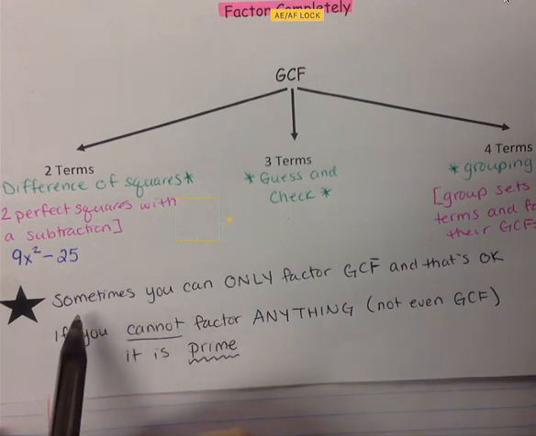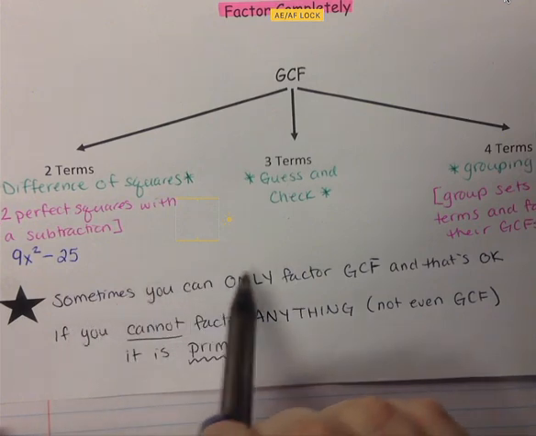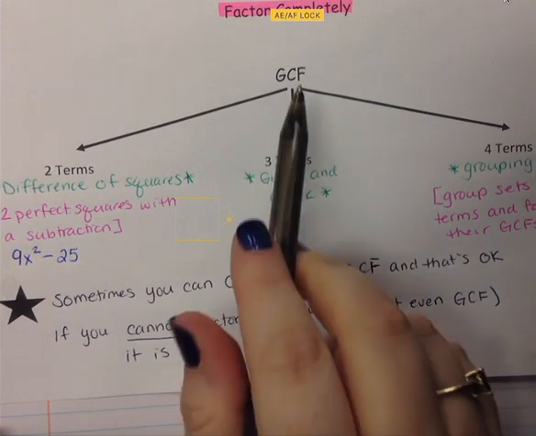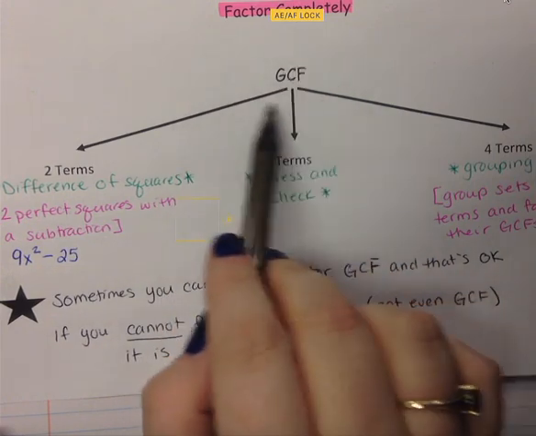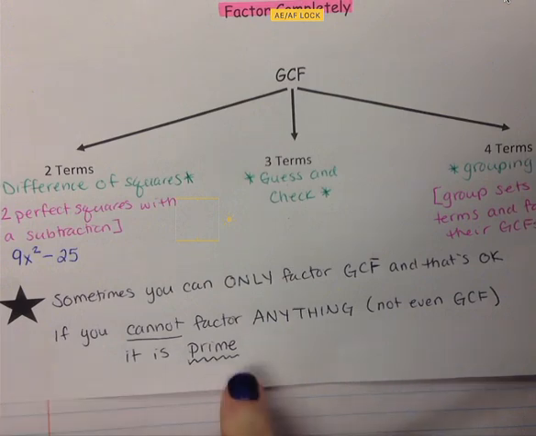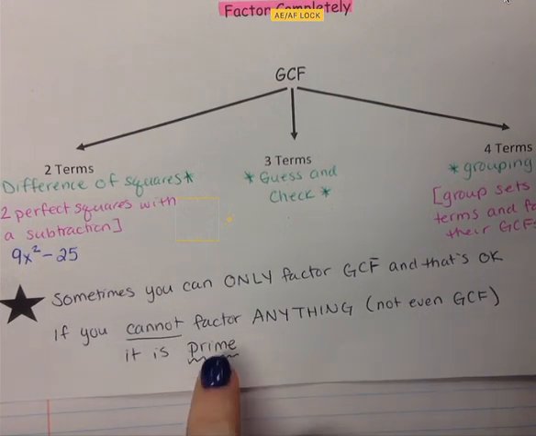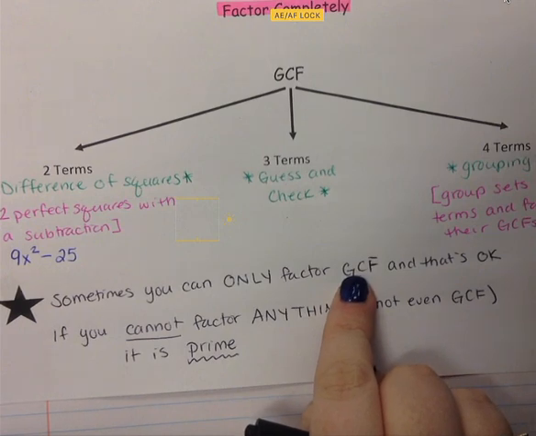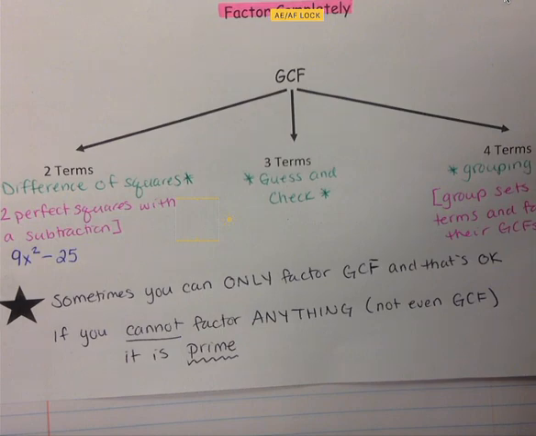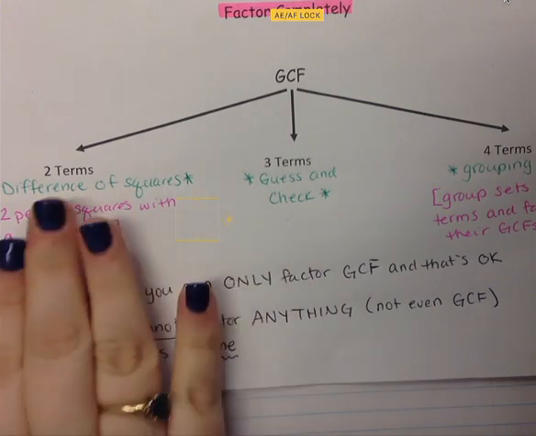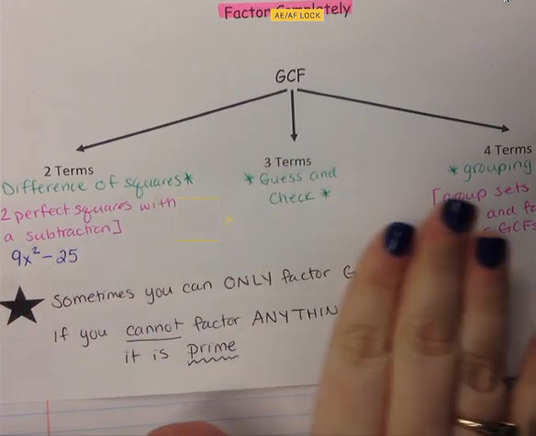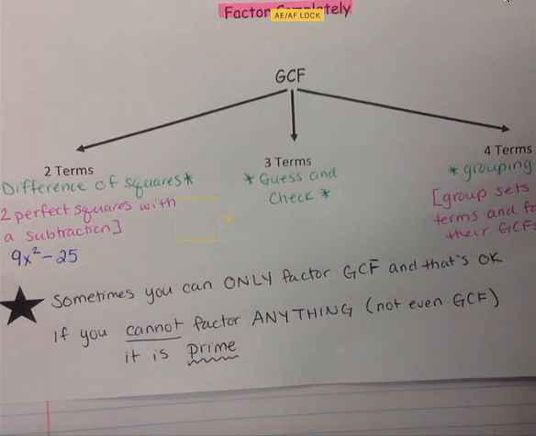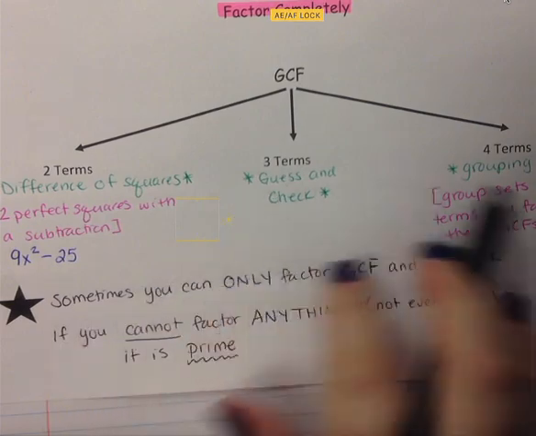However, the first statement said that sometimes you can only factor the GCF. So if the GCF was anything other than 1, then it is factorable. It will not be prime if your GCF is anything other than 1. So this chart is explaining what methods you should use when you're factoring, so that you know how to factor each of these sets.